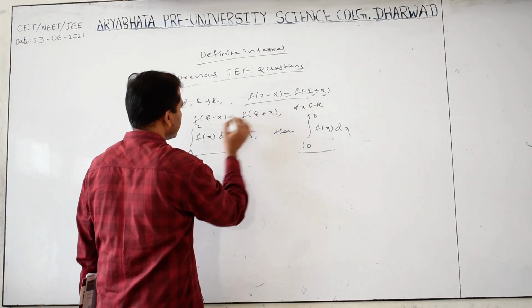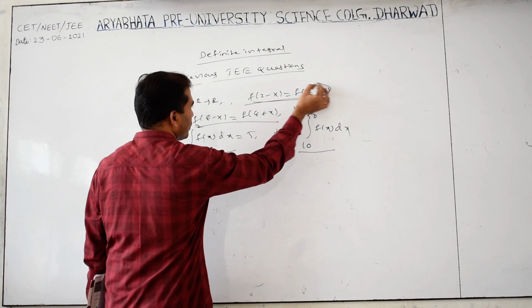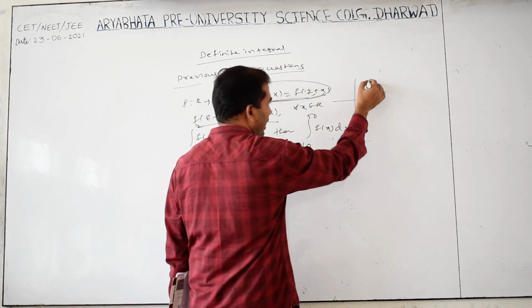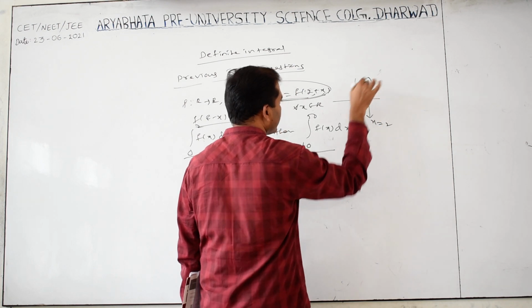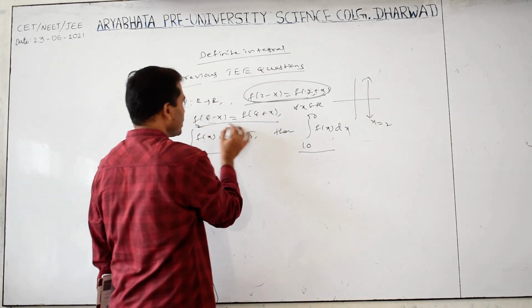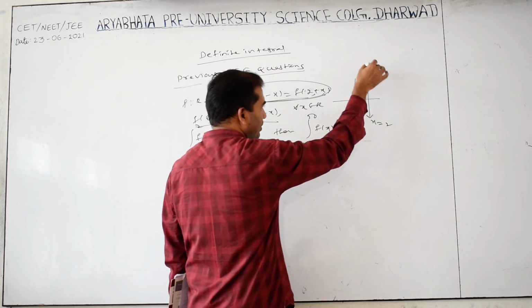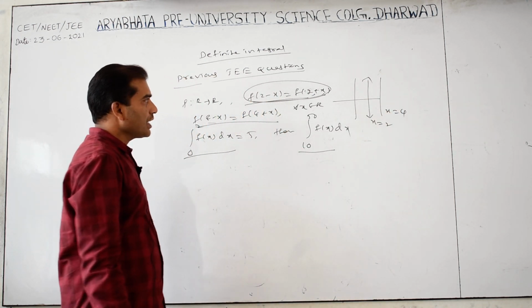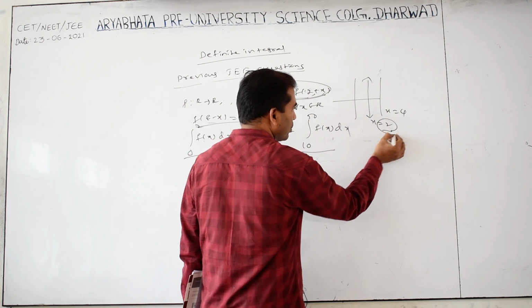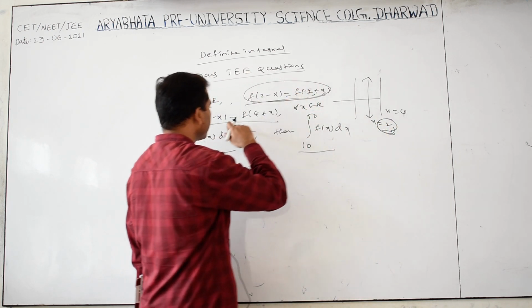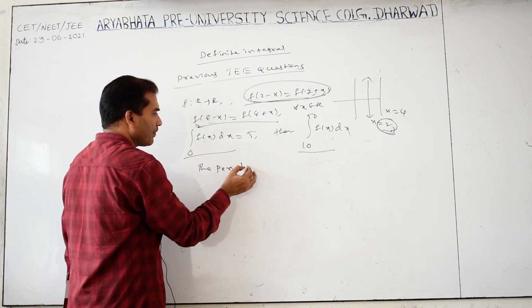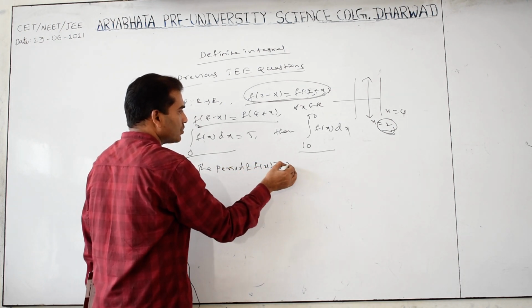Why is this given? When f of 2a minus x equals f of x, the graph is symmetric about x equal to a. Here f of 2 minus x equals f of 2 plus x, so the graph is symmetric about x equal to 2, and f of 4 minus x equals f of 4 plus x, so it is symmetric about x equal to 4. Understood? Between 4 and 2, the least is 2, so this is the period of the function. The period of f of x is 2.